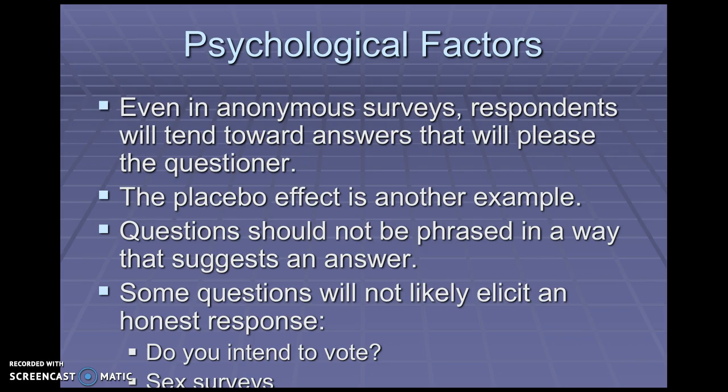Some questions are not likely to elicit an honest response. Do you intend to vote? If you ask people if they intend to vote, of course they intend to vote. But you know what happens? It's cold outside, you wake up late, you're running late for work, you don't want to get in line, and of course this is people actually physically going to vote. So they may in their minds intend to vote, but in fact they end up not voting. Sex surveys generally are not worth the paper they're printed on because people will make things up. So you have to ask questions that are designed objectively and to elicit an honest response.